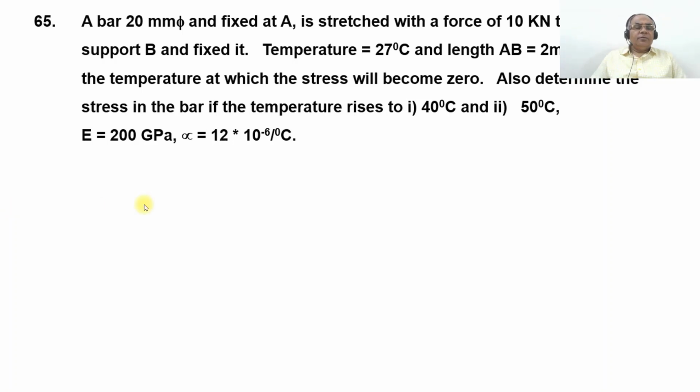Now, in this video, we're going to take up one more problem. A bar 20 mm diameter and fixed at A is stretched with a force of 10 kilonewton to bring it to support B and fixed it. The temperature equals 27 degrees centigrade and the length AB will be equal to 2 meters. Determine the temperature at which the stress will be 0.